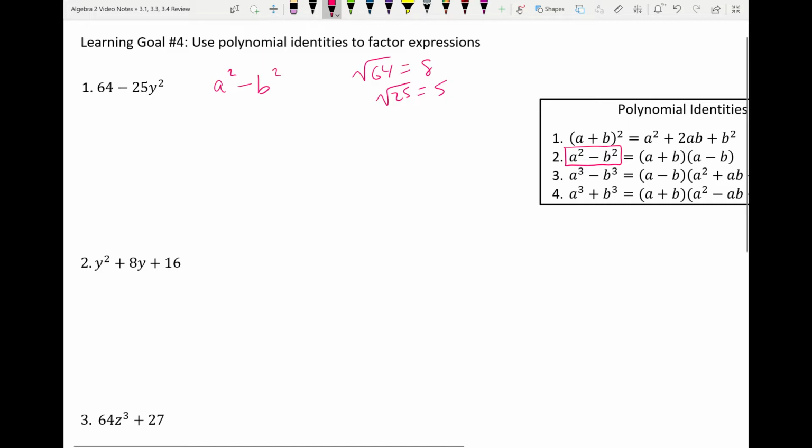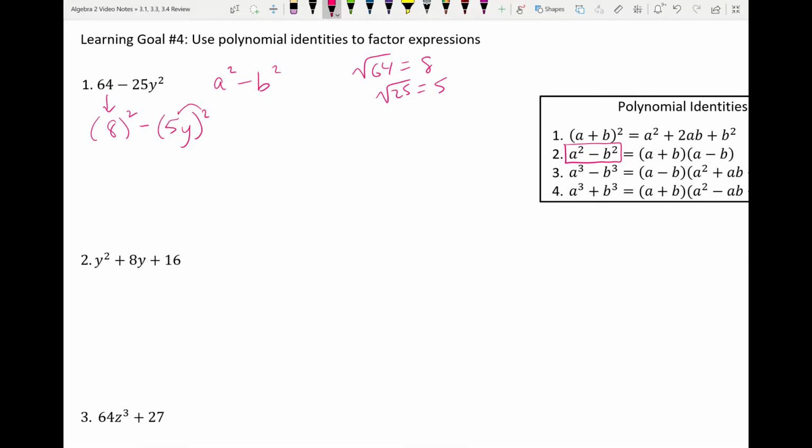So I can rewrite this as 8 squared minus 5y squared. That way when I distribute the square here, I get 25 there and I get y squared there. So now we can tell that a is 8 and b is 5y.